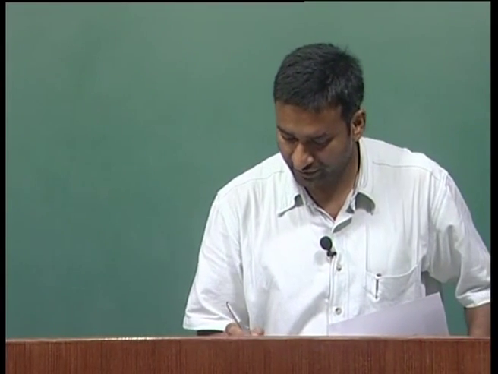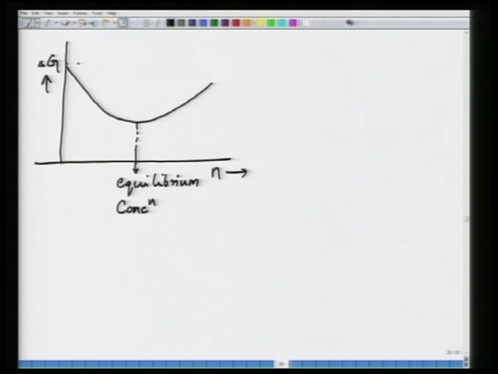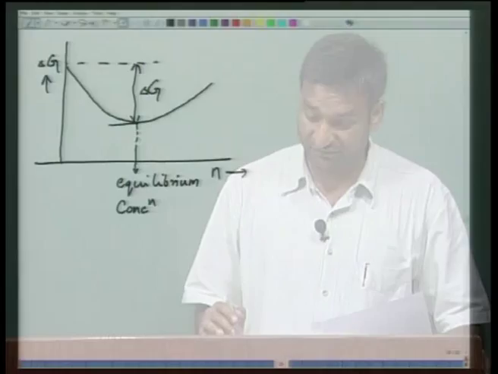So, if you plot delta G versus n, the n defects, it is going to be something like this. You can simulate this graph as well, and this minimum will correspond to the equilibrium concentration, because here the free energy of the crystal after formation of these many defects will be minimum. So, what we now need to do is differentiate that particular equation which we wrote in the previous slide with respect to n and find out what is the equilibrium concentration of defects. So let us do that.